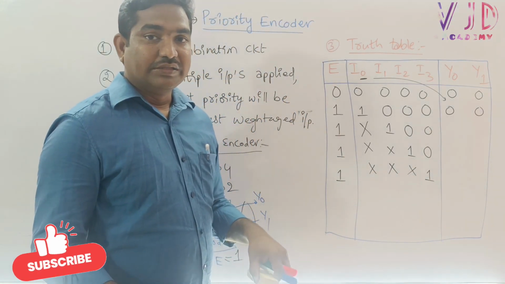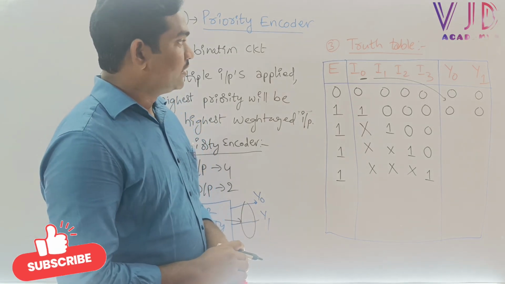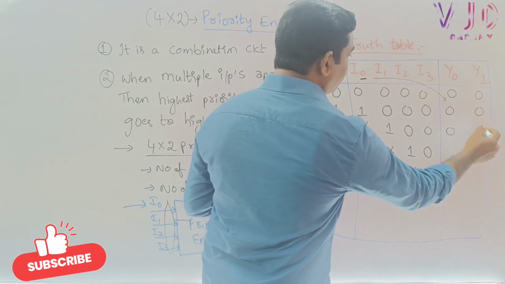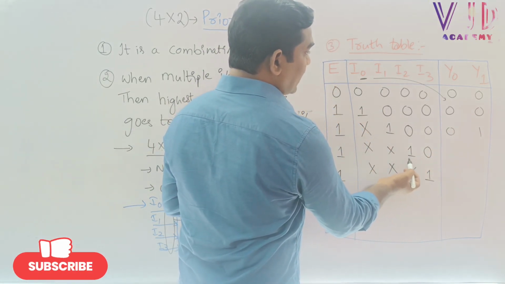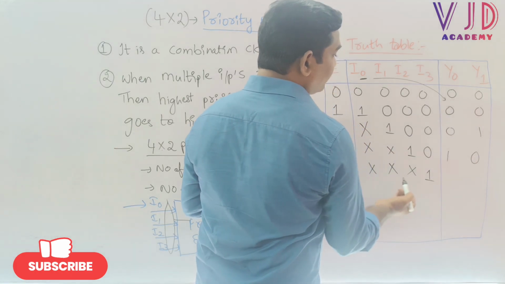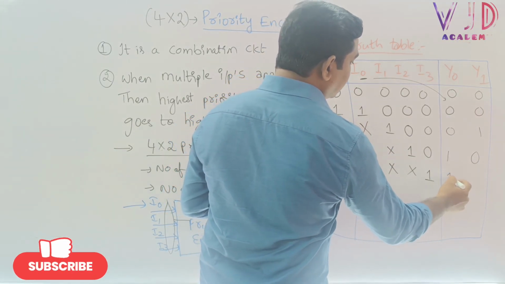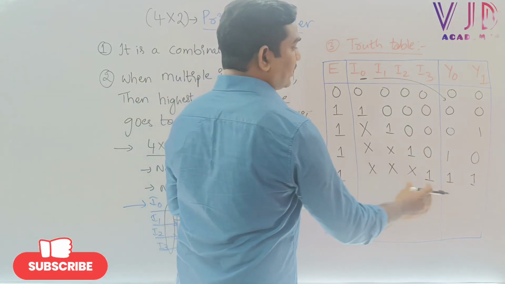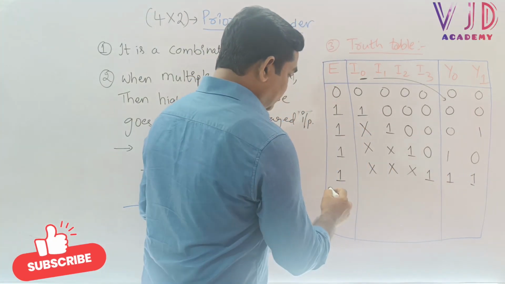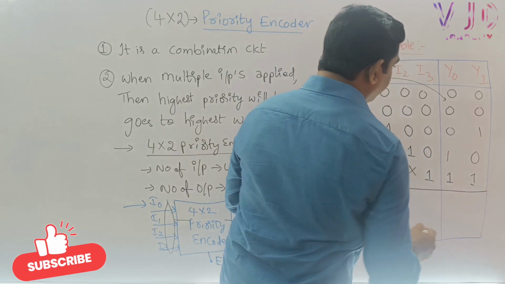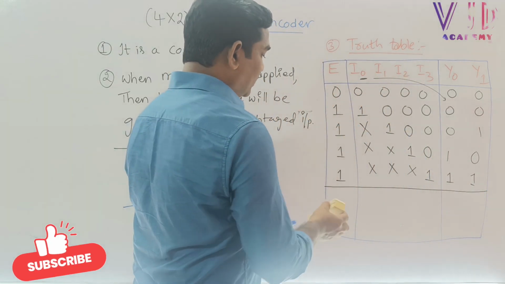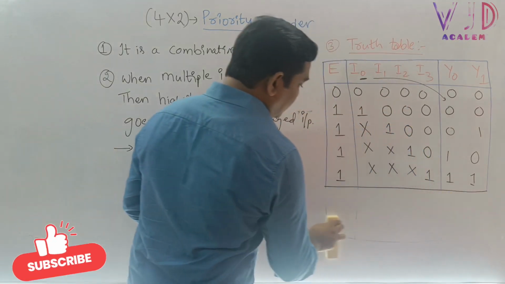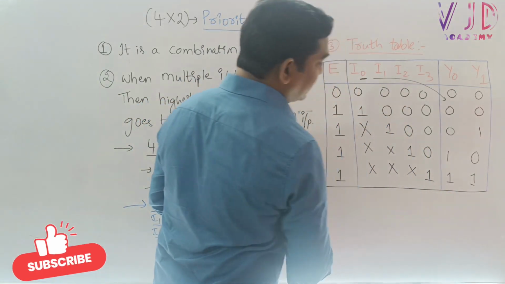So this is the truth table of the priority encoder. Sir, when we apply I1, the output becomes 0, 1, and when we apply input I2, automatically 1, 0. When we apply I3, automatically 1, 1. It is converting the input data to binary data. So this is the truth table of the priority encoder. Based upon this truth table, let me try to write the logical equations.